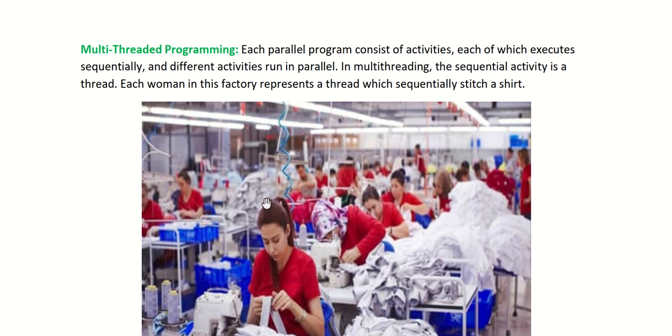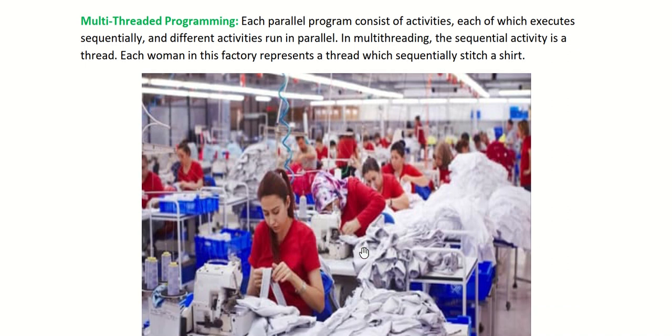So take an example of a garments factory. I think I have put a picture over here. Here each woman in this factory represents a thread which sequentially stitches a shirt or a pant. If she's stitching a shirt, the other person will be stitching a pant. So this pant and shirt don't have any dependency between each other. They can execute independently and in parallel.